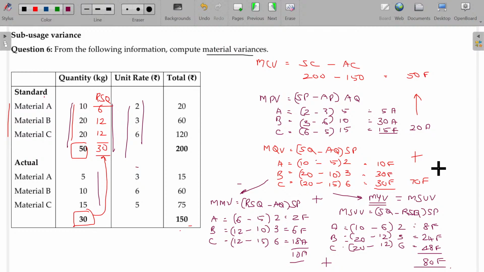In the next class, we will finish up labor variances and we will combine both material and labor variance as a single illustration in the next class. Okay, finish up copying and go on practicing this.